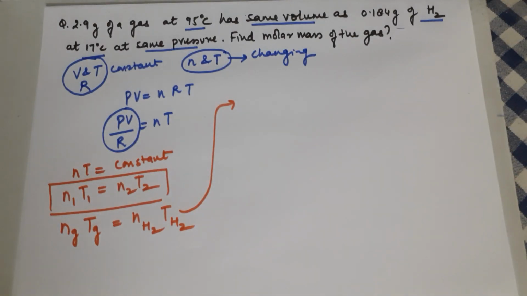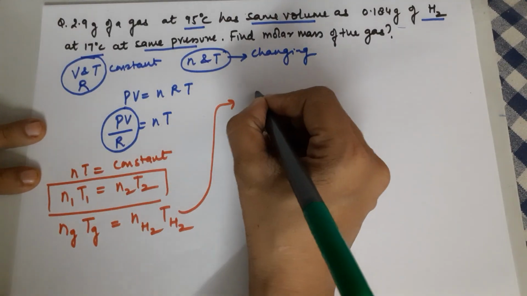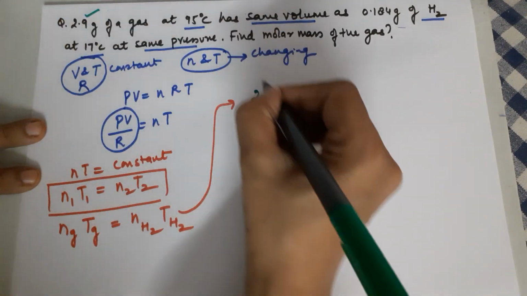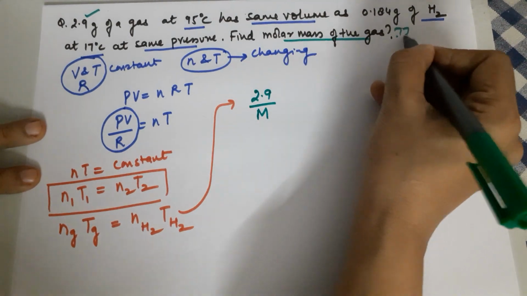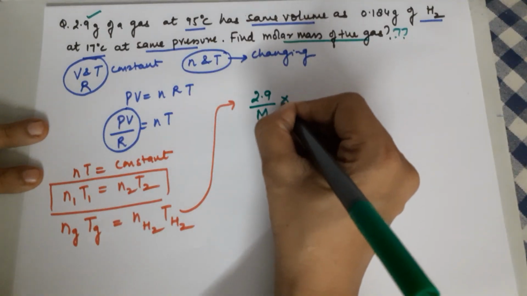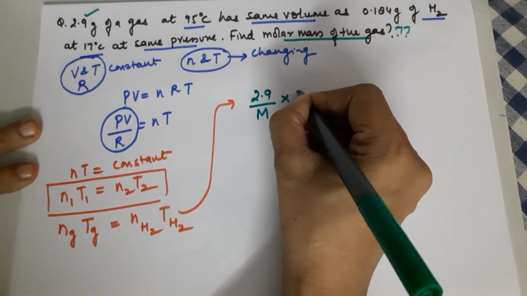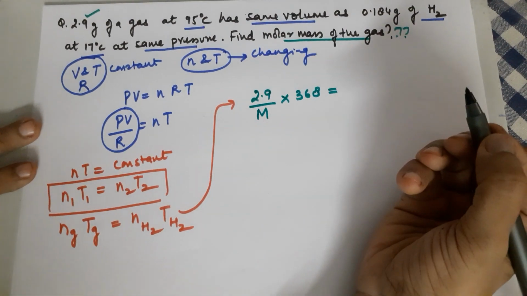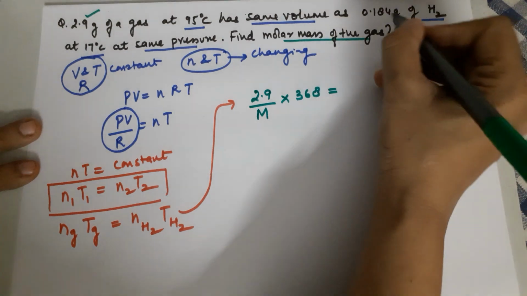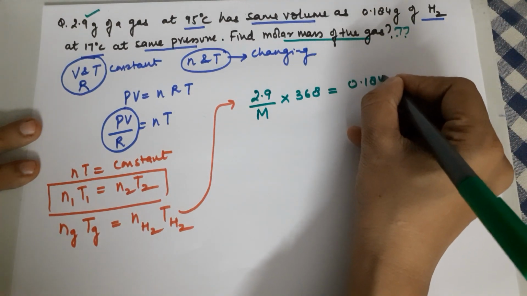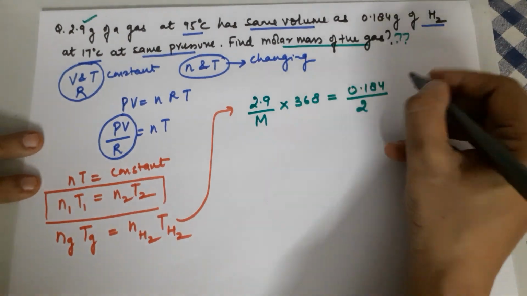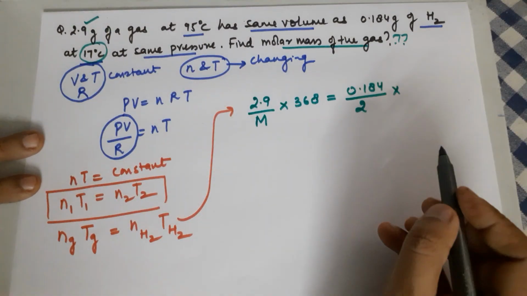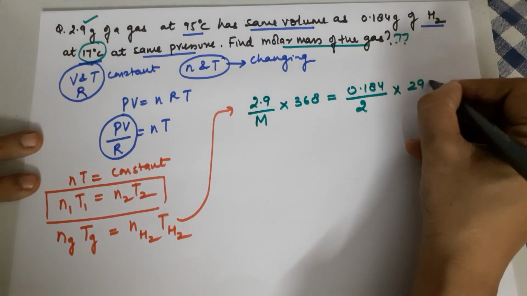I would now be substituting these values here. What is the moles of the certain gas? You have 2.9 grams of the gas given to you. The molecular mass you do not know, so I am writing it as M, and that is to be determined. Into temperature of the certain gas is 95. Please don't forget, you cannot write 95, you have to write it as 368 by adding 273 to it, is equal to moles of hydrogen. The moles of hydrogen will be 0.184 is given to you, divided by 2 because the formula of hydrogen is H2, multiplied by the temperature given, 17 degrees C. You have to convert it into Kelvin, so it is 290.